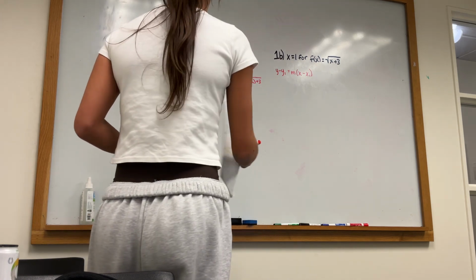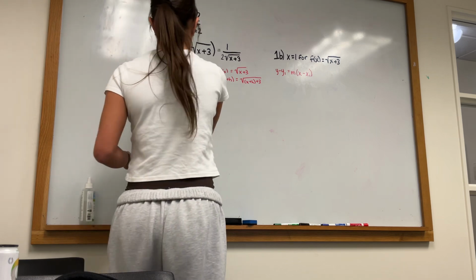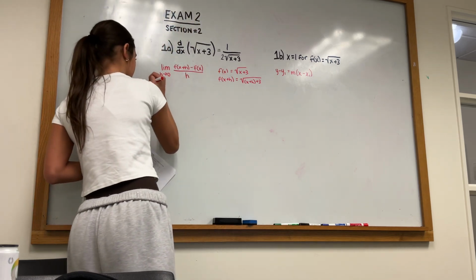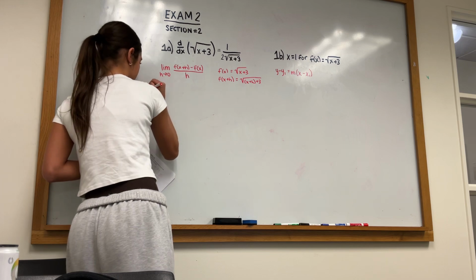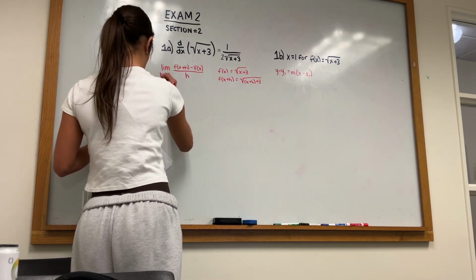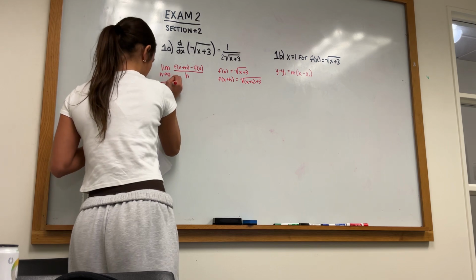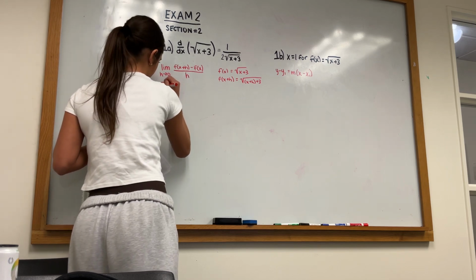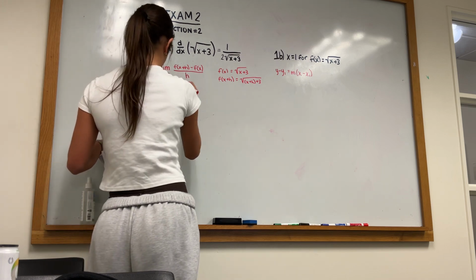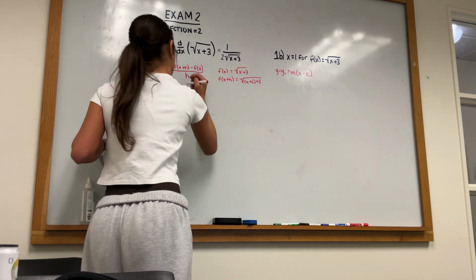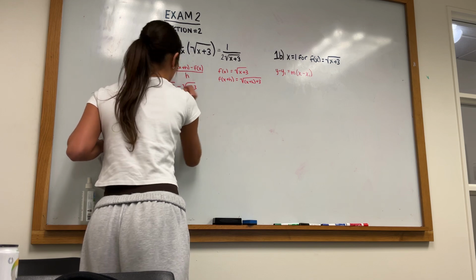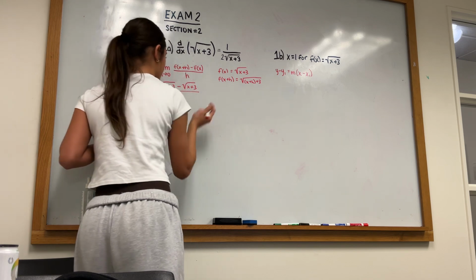And then after that, you're going to put it into the limit, and you're just going to substitute these values. So limit as h approaches 0, it'll be the square root of x plus h plus 3, and then it'll be minus the square root of x plus 3. And then that will all be over h.